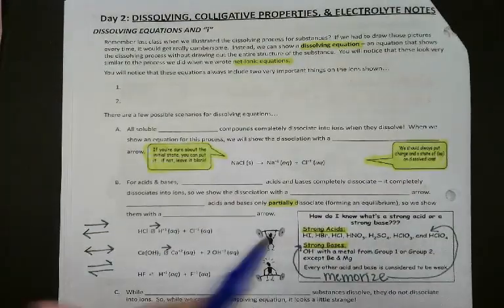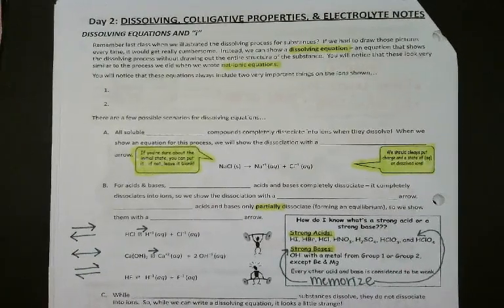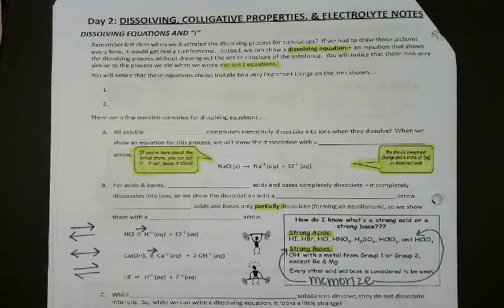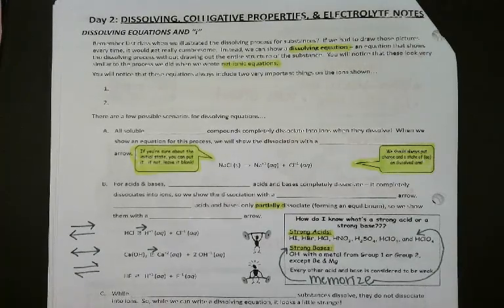Now, the reason why I was happy Anurag said that is, remember last class when we illustrated the dissolving process for substances? If we had to draw those pictures every time, it would get annoying, and you would probably end up with arthritis in your hand. Instead, we can show a dissolving equation, an equation that shows the dissolving process without drawing out the entire structure of the substance. You will notice that these look very similar to when we did net ionic.